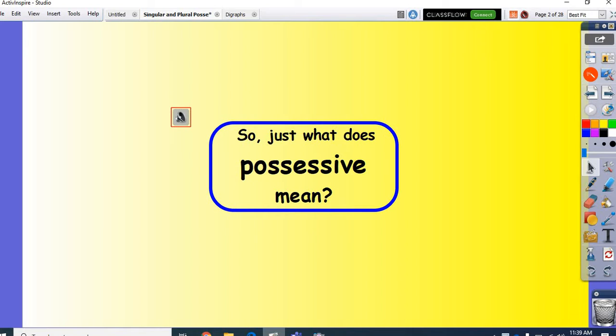So let's figure out, what does possessive mean? So possessive means that you own something, that it's yours. Like if you possess something, that's yours. Like you probably possess your bed, it's yours. You possess clothes, they're your clothes. Your mom possesses children, they're her children. So possessed just means that you own something.